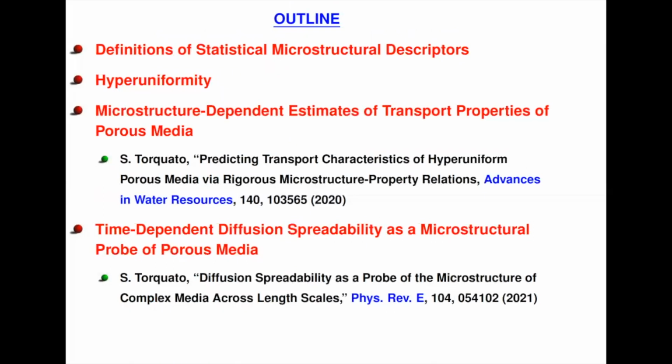Okay. So the outline of the rest of the talk, I'll be talking about definitions of the statistical microstructural descriptors. Now, there's a concept that is relatively new, called hyperuniformity, and it's a way of characterizing the large-scale structure of different systems that I want to say something about because it gives us insights into fluid permeability. And then the rest of the talk is going to be divided into two parts.